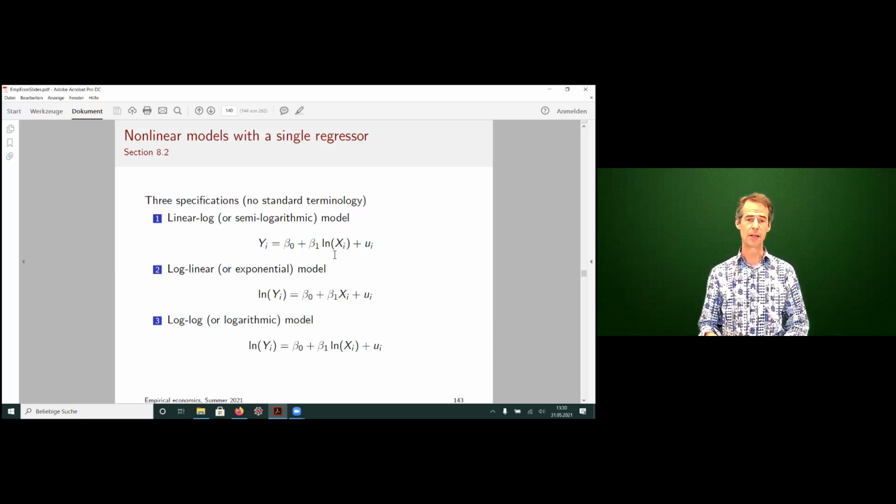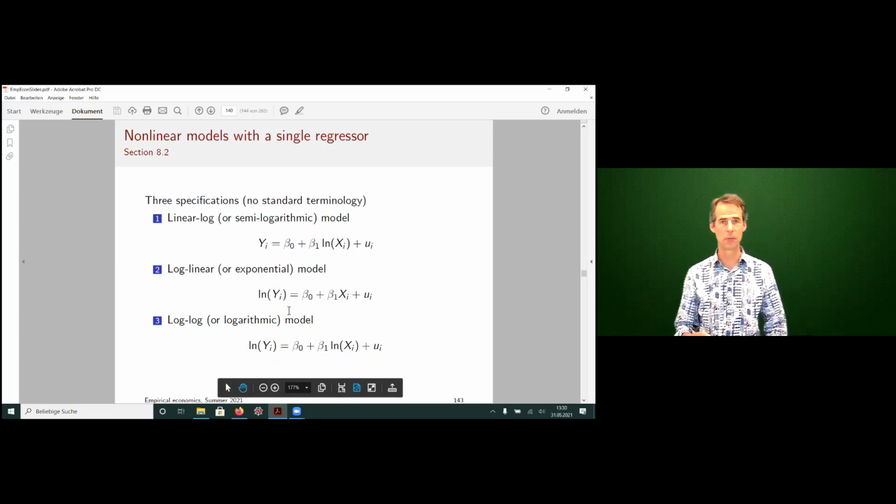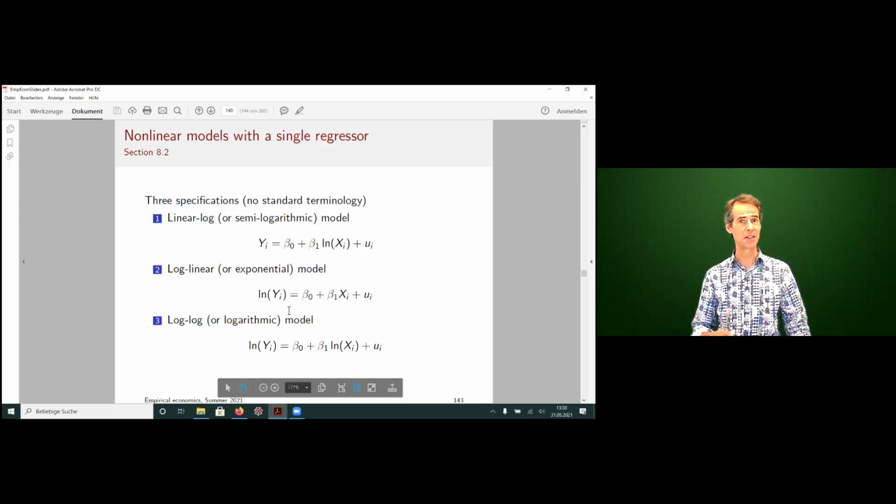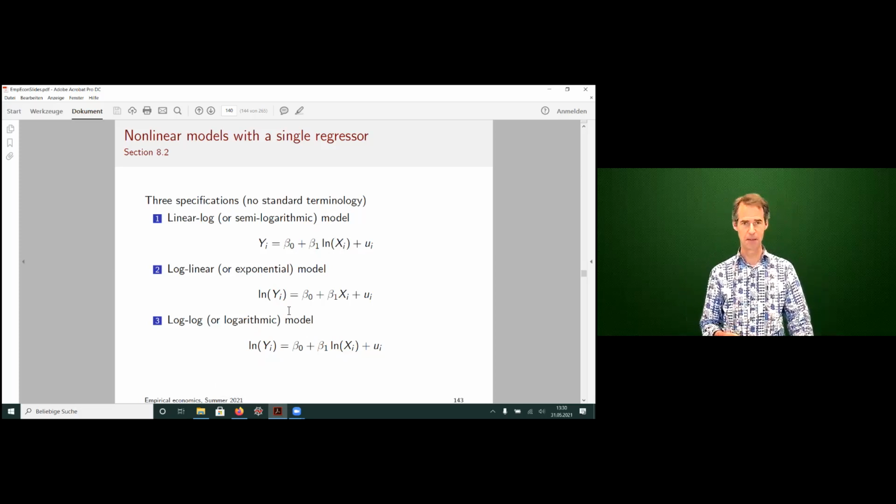Then we can do the same on the other side. So in that case, we will talk about the log linear model. Sometimes it's also called the exponential model. And here we take the log of the y variable, but not of the x. And finally, the third specification is the log or logarithmic model, where we take the logs both of y and of x. Okay, so we have three different specifications. The fourth one is just the linear model. That's the simple linear regression model that we had before. No log in y, no log in x. But then we have three different models, as you can see here.